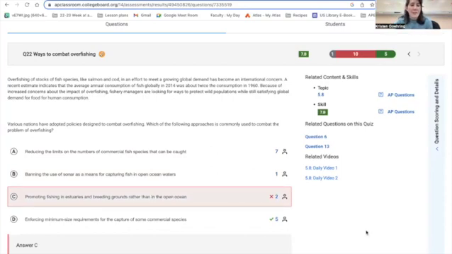And then promoting fishing in estuaries and breeding grounds rather than in the open ocean. Estuaries and breeding grounds, now you're looking at getting adolescent fish, you're looking at getting the breeding stock that are there having the young, and you don't want that. If you're trying to maintain your population, if you're trying to keep the fish that are going to add fish to your population, you want to leave the estuaries alone. Don't go taking them out early. Don't go collecting the adolescent fish, the ones that have not matured, that have not had the chance to reproduce. You want to avoid that.